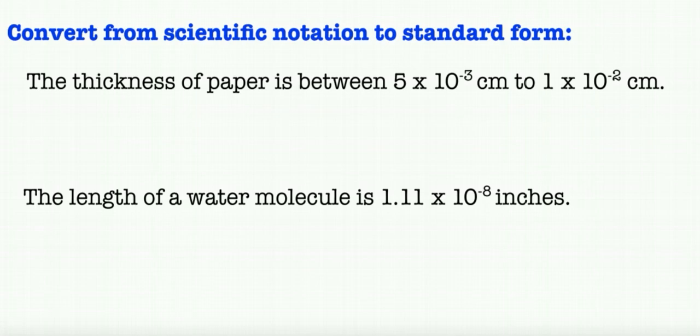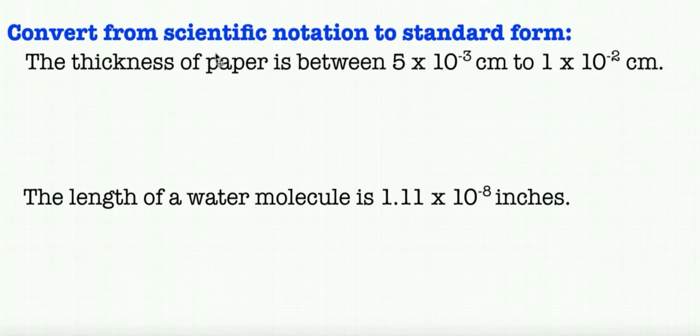So here we have convert from scientific notation to standard form. Now I have everything in scientific notation, and we're going to change it to standard form. The thickness of paper is between 5 times 10 to the -3rd power centimeters and 1 times 10 to the -2 centimeters. And we're going to write that out again.